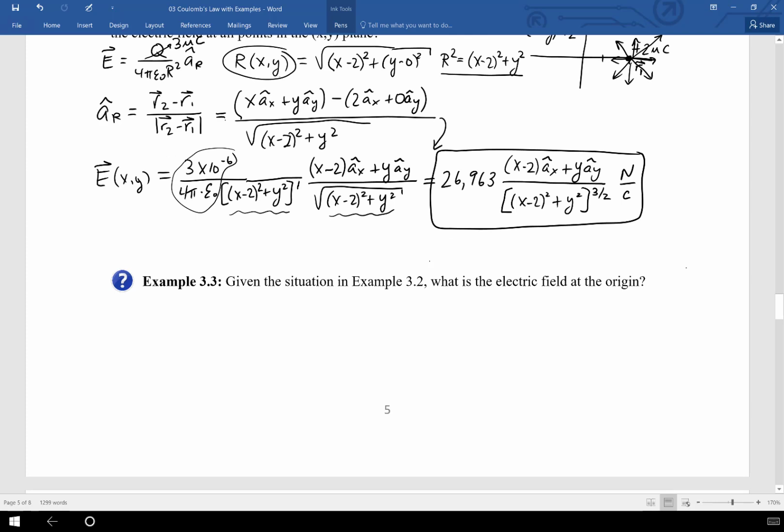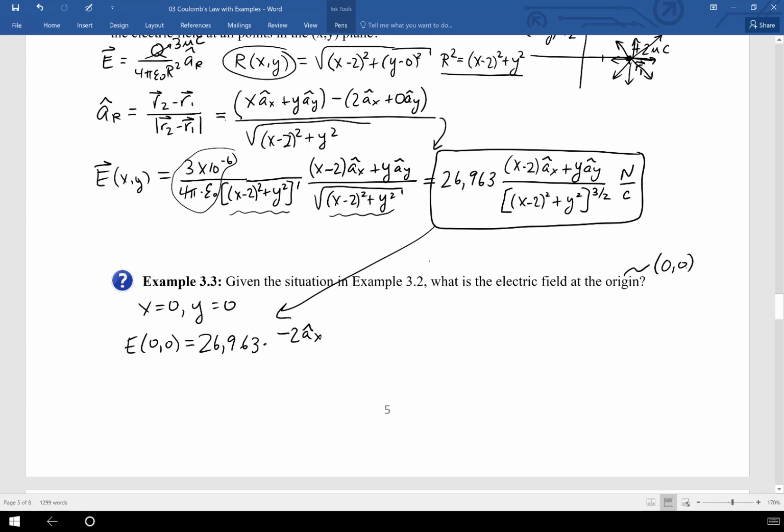What is the electric field at the origin? Just to clarify, the origin is the fancy word that we use for 0, 0, the center of everything. So if x equals 0 and y equals 0, I'm going to plug those into this equation here. I'm going to end up with the fact that E at 0, 0 is going to be 26,963 times, and now it's going to be x minus 2, which is just 0 minus 2, which is to say just negative 2 a sub x, not a tilde, a hat.